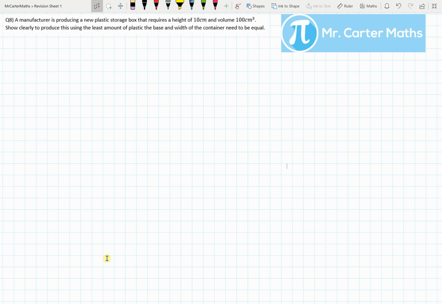Question 8. So we're producing a plastic storage box. I think the question implies that that's going to be a cube. Oh, sorry, cuboid. They want a storage box where the volume is equal to 100 centimeters cubed, and it has a fixed height of 10 centimeters.